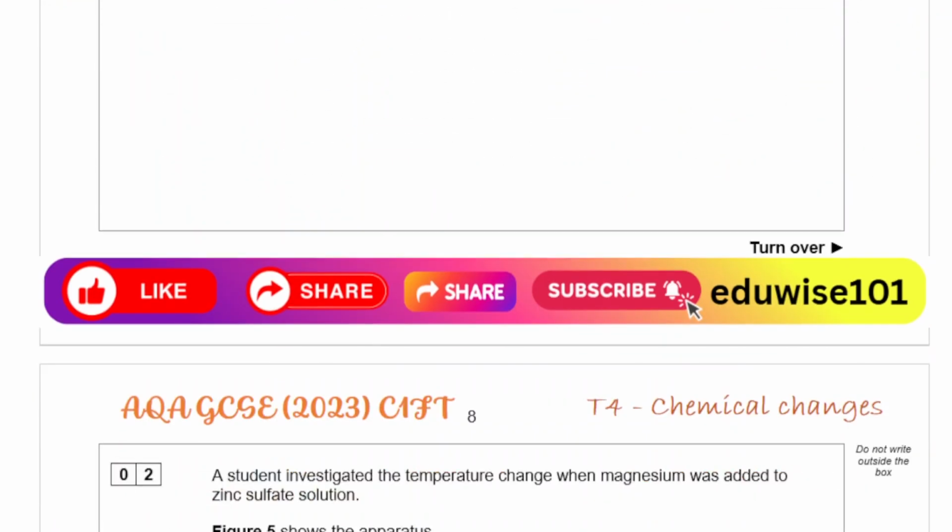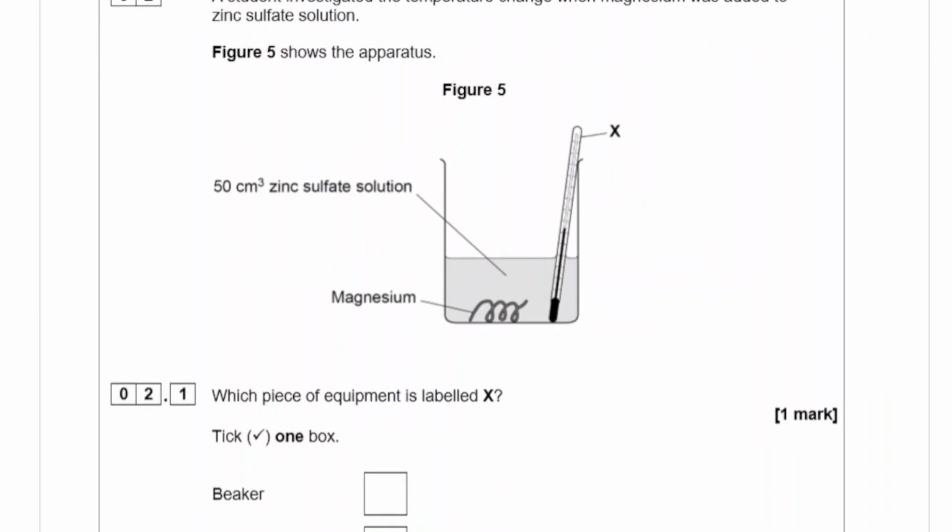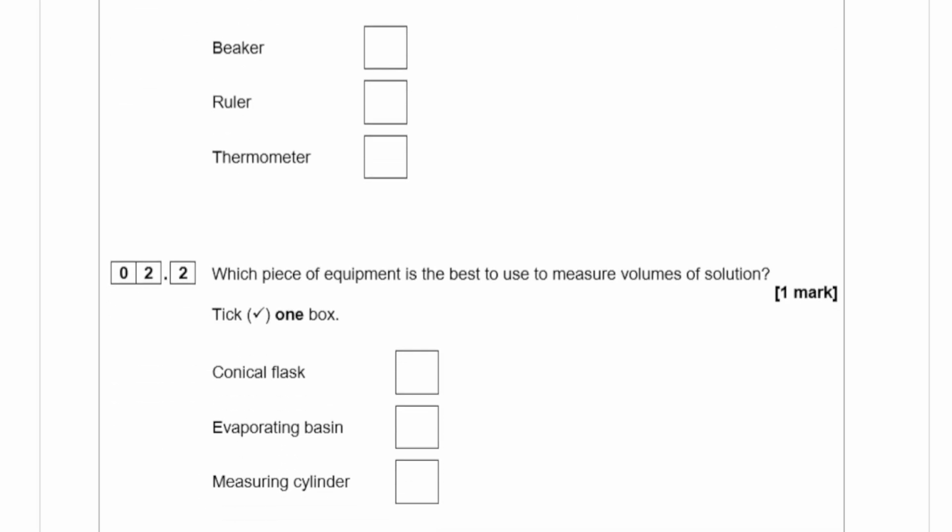Let's have a look at question number 2, which is on chemical changes. A student investigated the temperature change when magnesium was added to zinc sulfate solution. Figure 5 shows the apparatus. So you have 50 cm³ of zinc sulfate solution in a beaker with magnesium and a thermometer, which is labeled as X. What piece of equipment is labeled X? That is a thermometer.